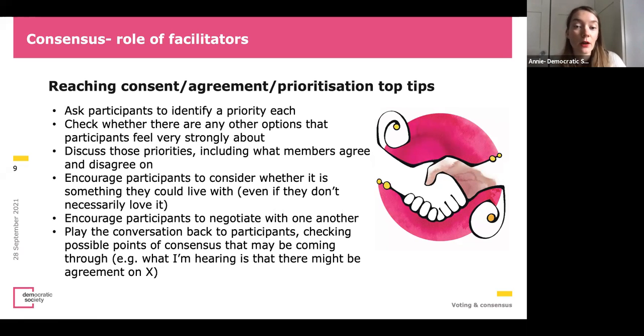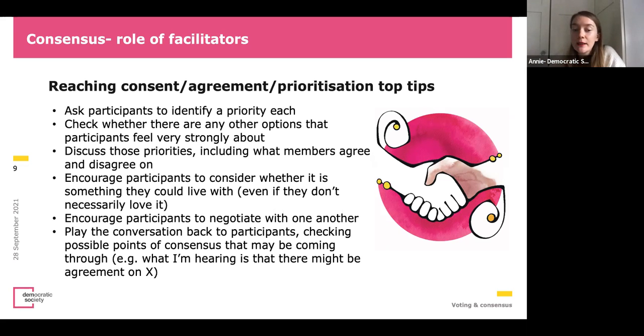Check whether there are other options that participants feel very strongly about. Discuss those priorities, including what participants agree and disagree on, and then encourage participants to consider whether it's something they could live with, even if they don't necessarily love it. So we've got that live with it, like it, love it. So it's like that balance. And then encourage participants to negotiate with each other. So instead of you pitching all the questions to them, getting them to actually discuss with each other these trade-offs and these priorities.